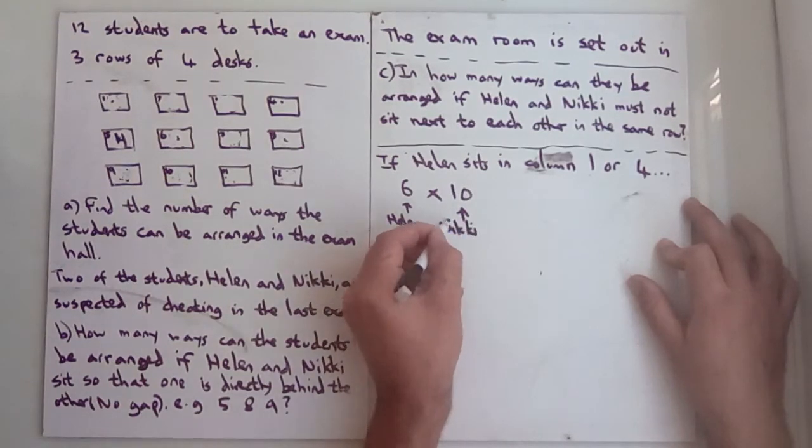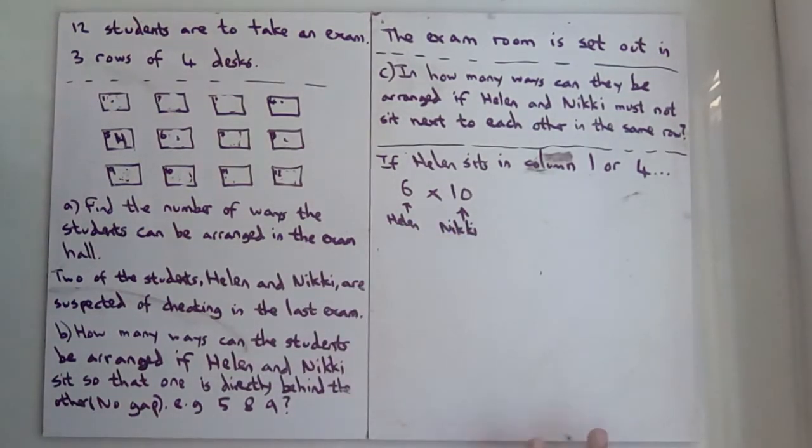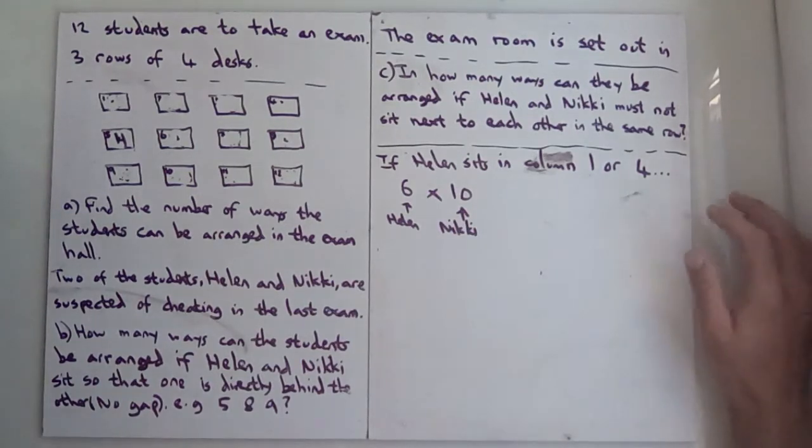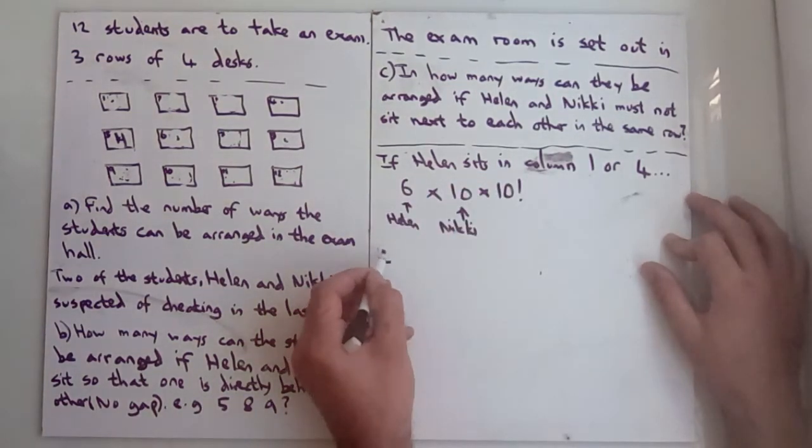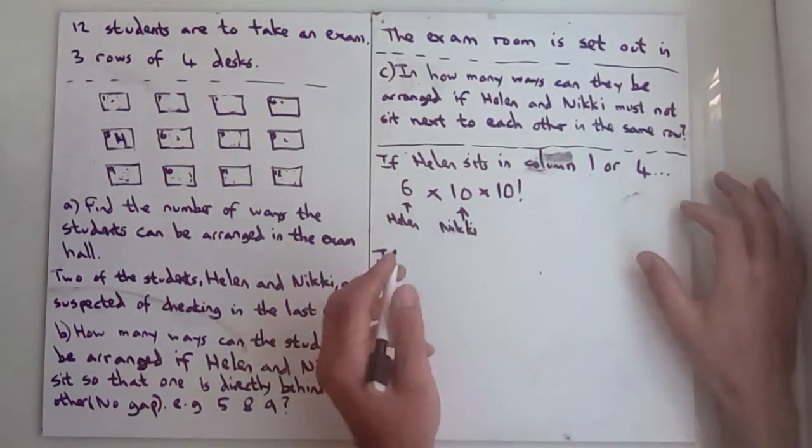And then you just have to seat everybody else. So there's now 10 seats left, so there's 10 choices for the first one, 9 for the second, 8 for the third, and so on. It's 10 factorial. So that would be if Helen sits in columns 1 or 4.